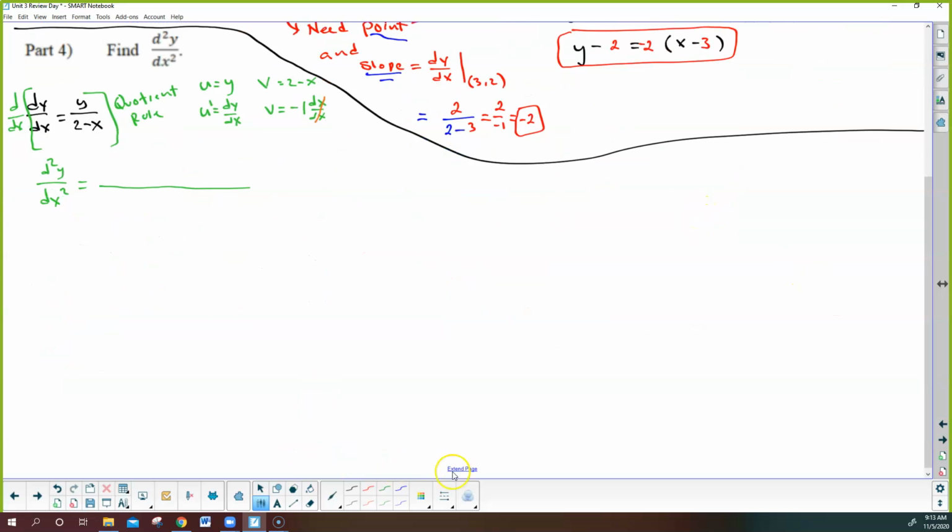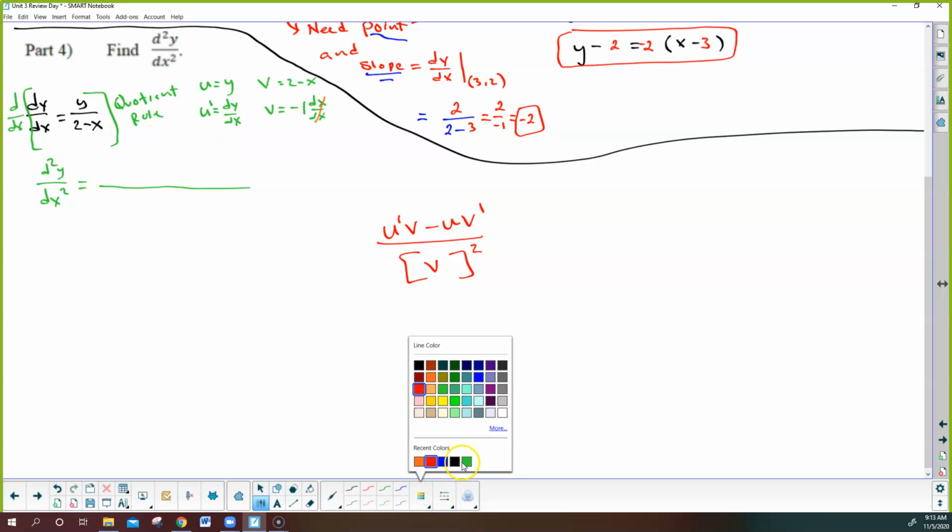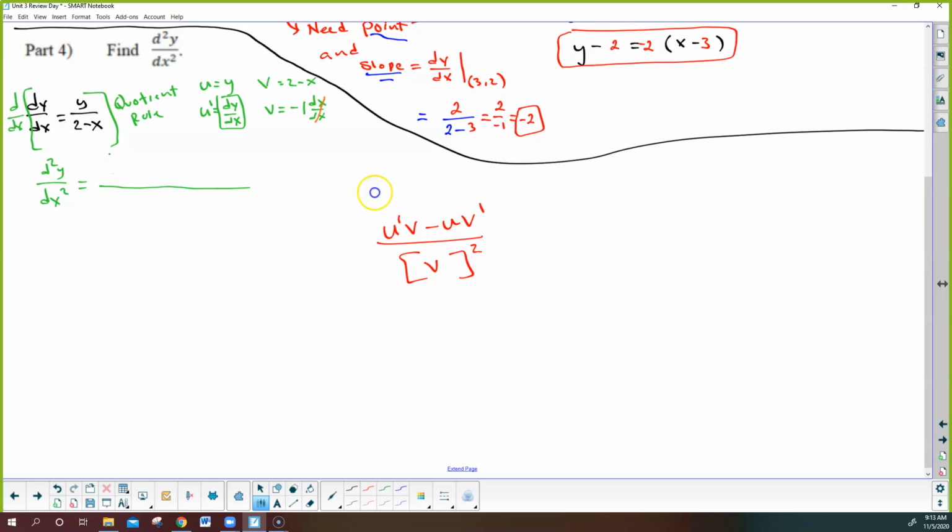All right, so what is the quotient rule? This should be something you have memorized. I'm going to erase this part, but it's the derivative of the first times the second minus the first times the derivative of the second, all over the original second one squared. So this is what we're going to apply right here for the second derivative. So it's the derivative of the first, which is dy/dx. That's really important.